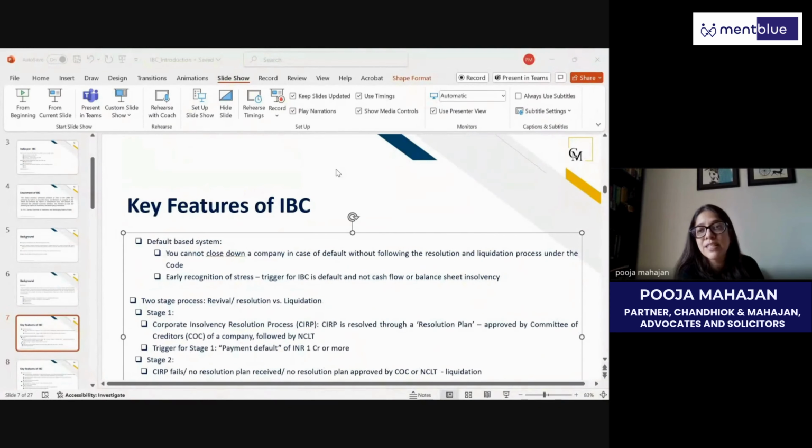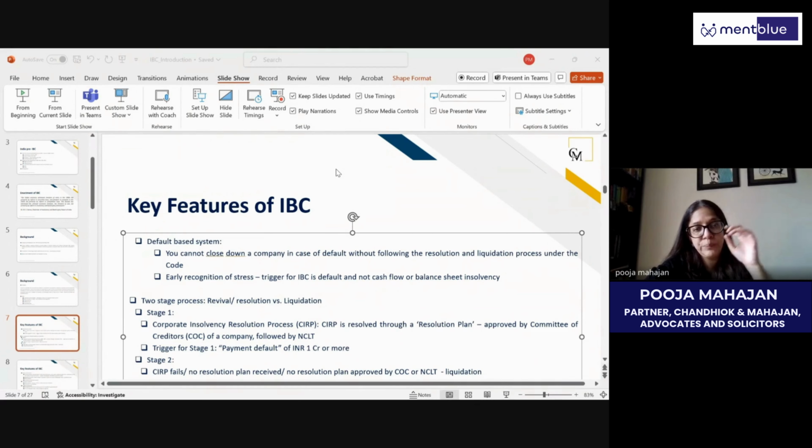The second key concept which I want to talk about in the IBC is that it's a two-stage process. And this is the first time in India we have this two-stage process of revival followed by liquidation. So you have a corporate insolvency resolution process, which is the stage 1, where everybody tries to resolve the company. How do you resolve a company? The resolution is by way of something called a resolution plan. It's like a restructuring plan which is approved for the company.